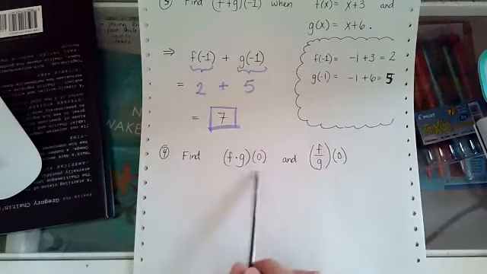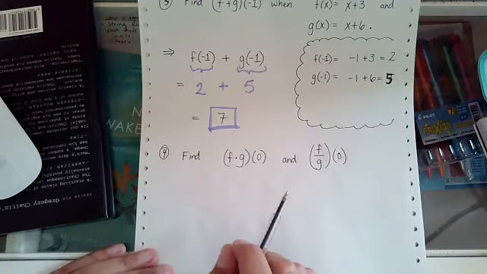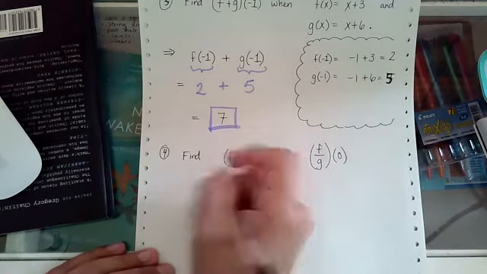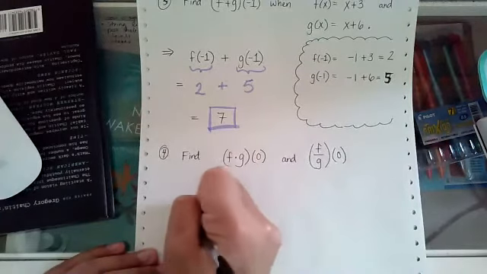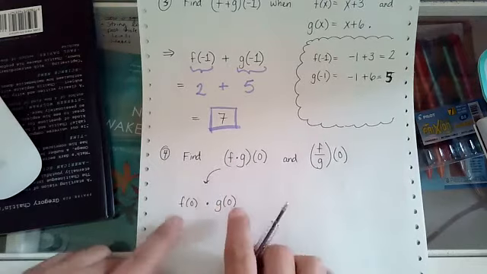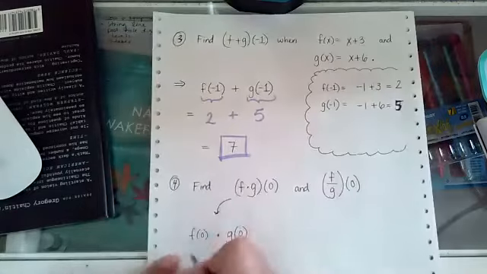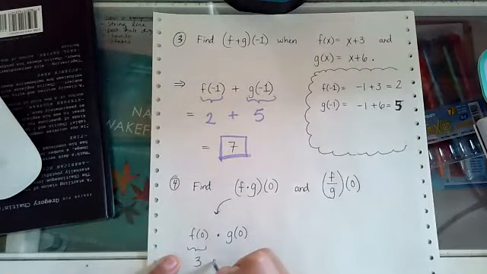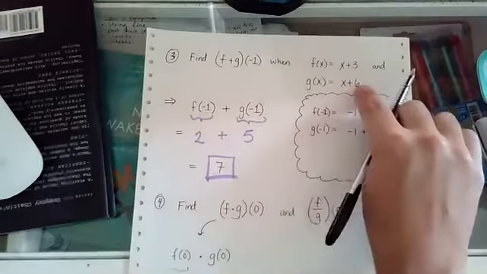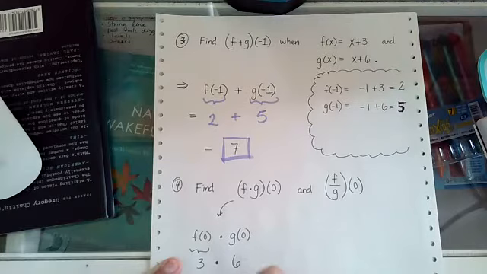Does anybody have a possible answer for this first one, f times g evaluated at 0? 18. Yeah, it's 18. So this is just telling you to take f evaluated at 0 and multiply it times g evaluated at 0. And when you plug 0 into these two functions, 0 plus 3 is just 3. And then 0 plus 6 is just 6. So we should just get 18 for this one.